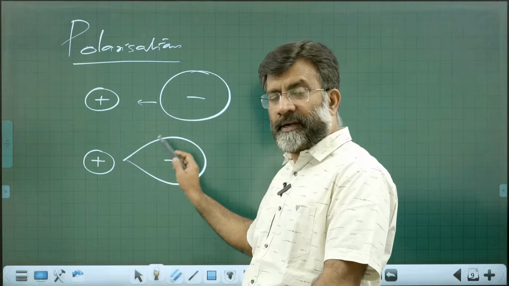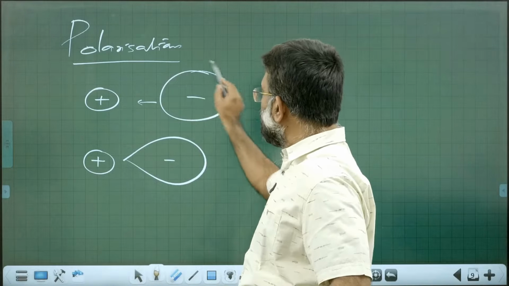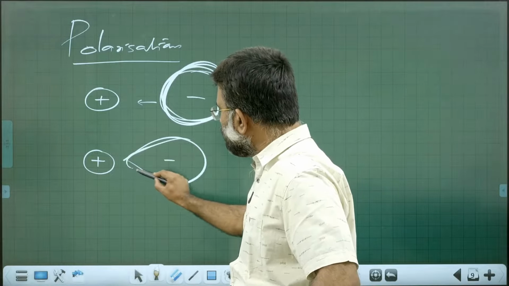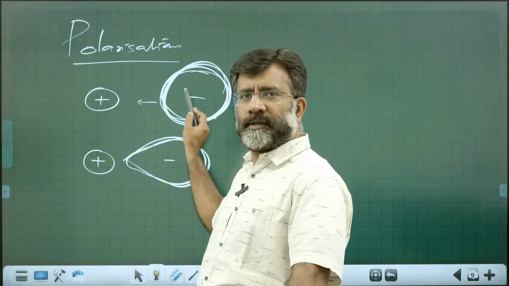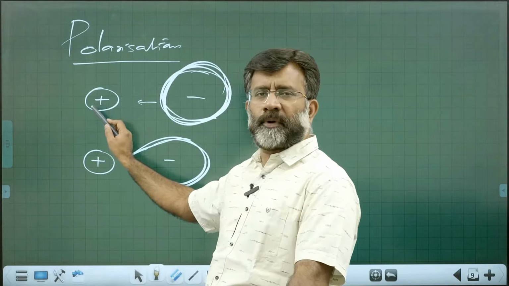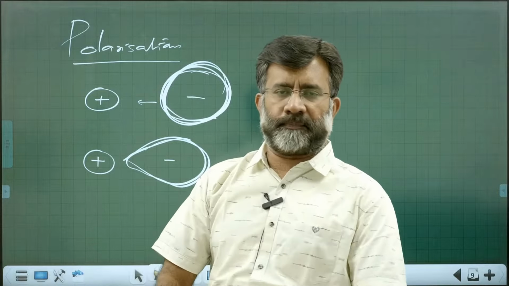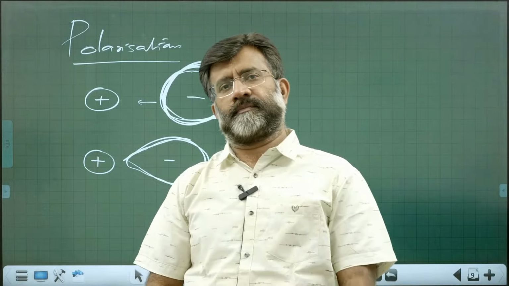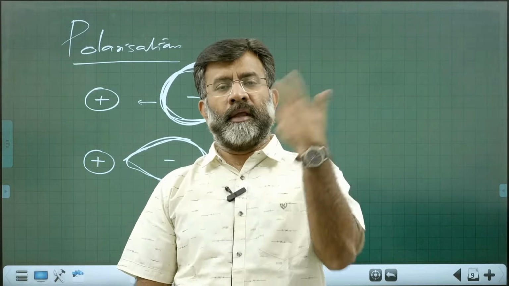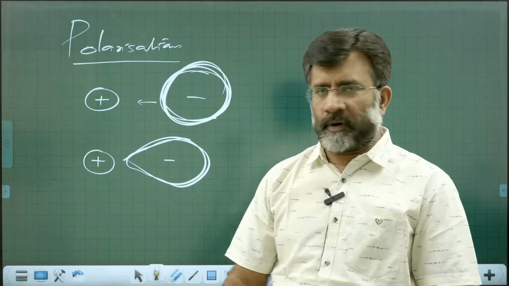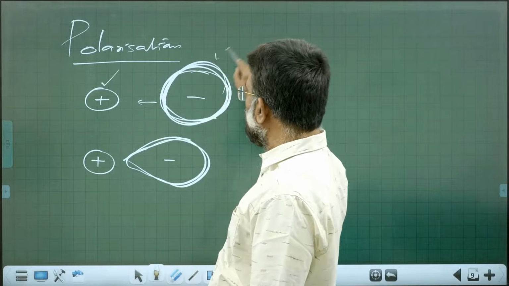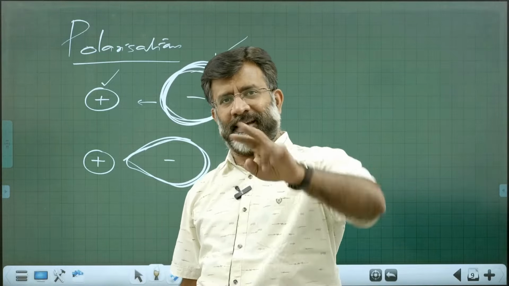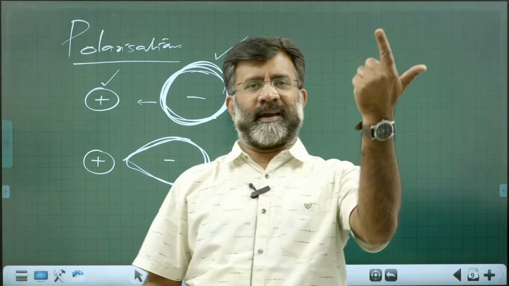A deformation in the symmetric electron density of an anion, when it comes close to the proximity of a cation, is called polarization. Polarization leads to covalent character. Greater the polarization, greater the covalent character. Polarization is caused by the cation and caused on the anion.